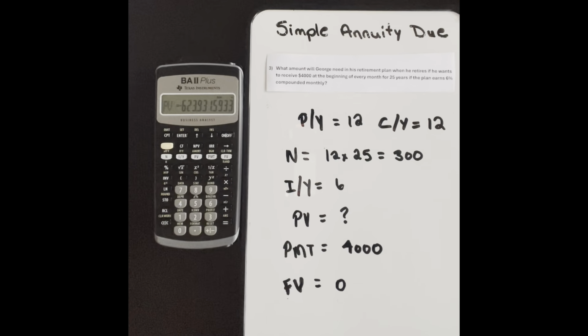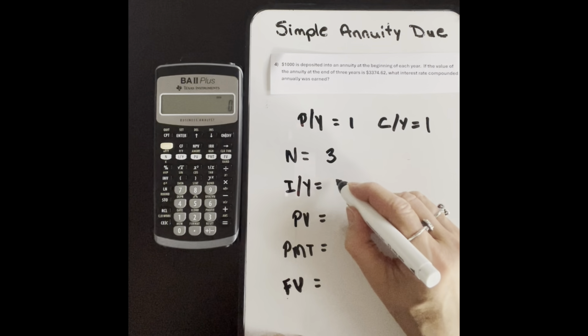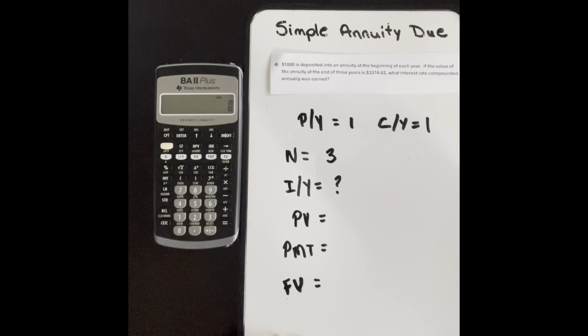N will be 1 times a year times 3 years, which is just 3. The interest rate is what we're going to be finding. The present value is 0. There wasn't money before we started putting that $1,000 in. The payment is negative 1,000 per year, and the future value is $3,374.62.